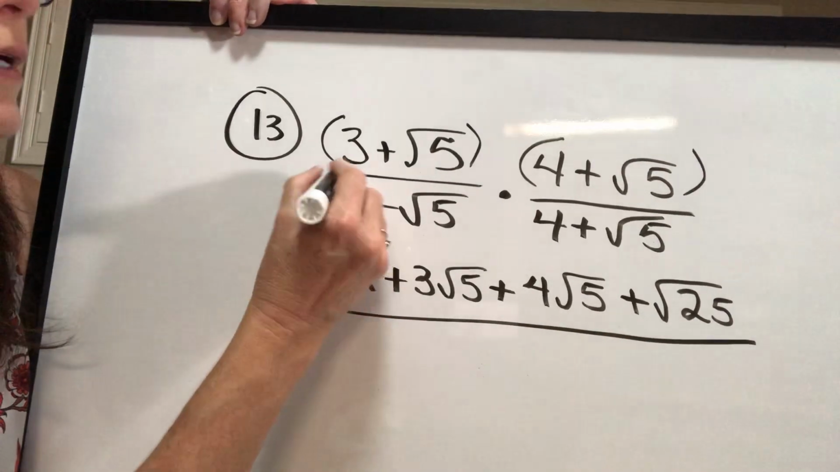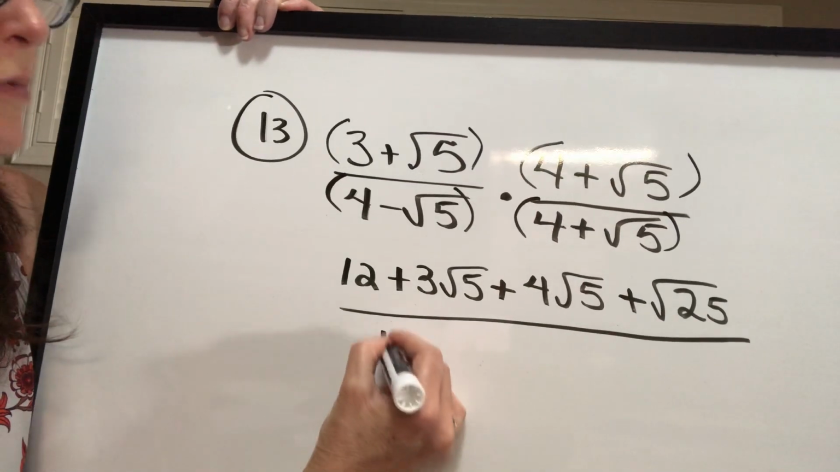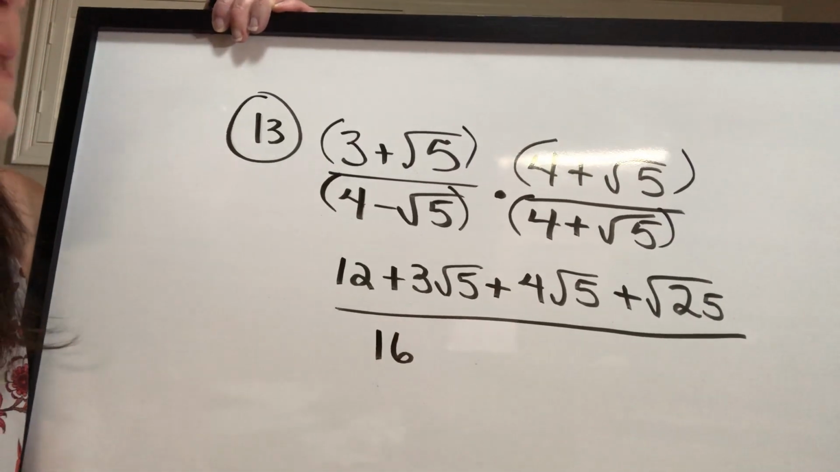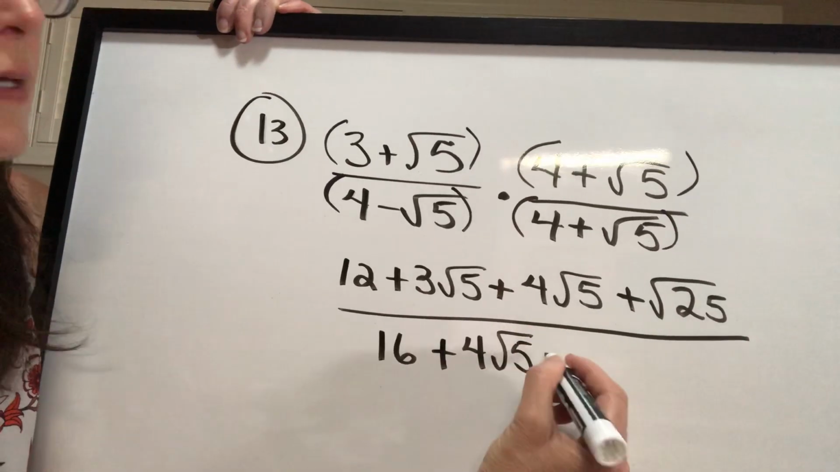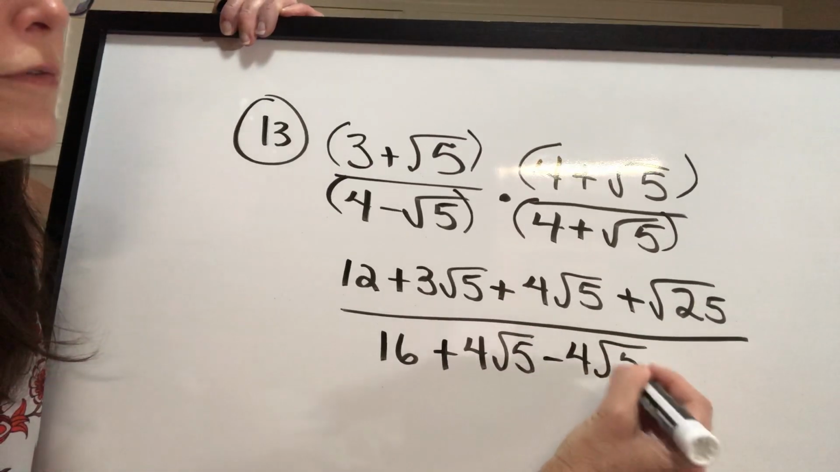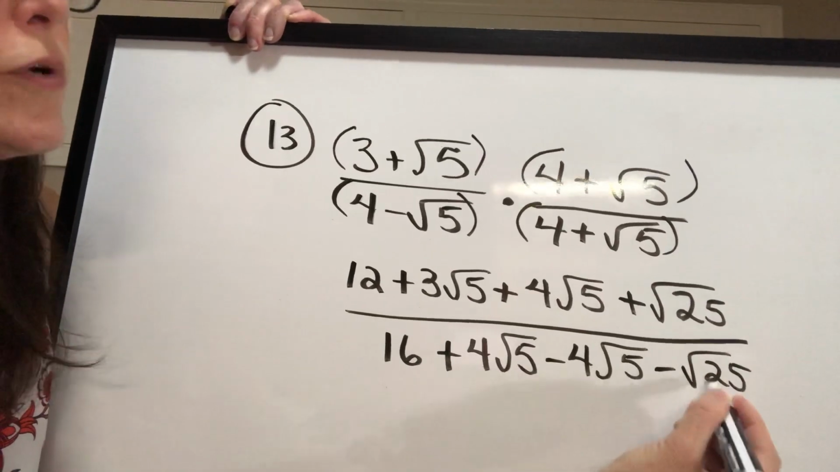Same thing on the bottom. We're going to FOIL this and FOIL this. So first would be 4 times 4, 16. The outside would be 4 square root 5. The inside would be negative 4 square root 5. And the last would be square root 25, minus square root 25.